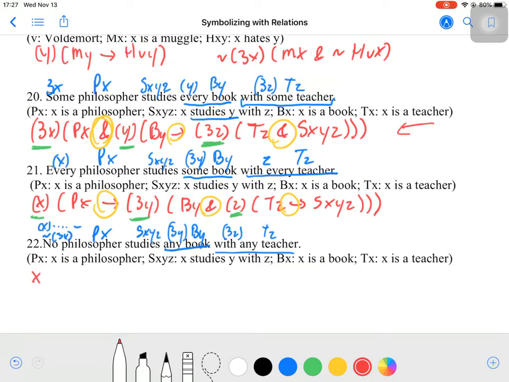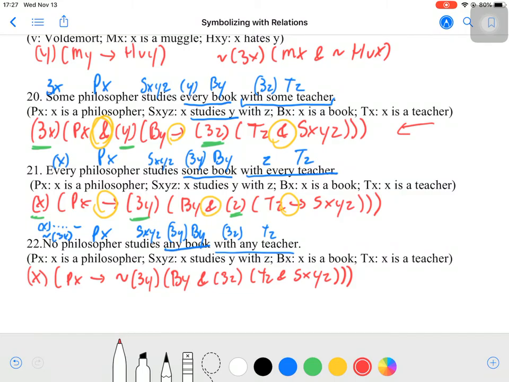For all of x, I'm going to do all of x first. For all of x, if x is a philosopher, then it's not the case that there exists some y such that y is a book and that there is some z such that z is a teacher and x studies y with z.